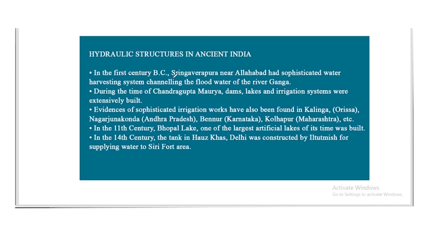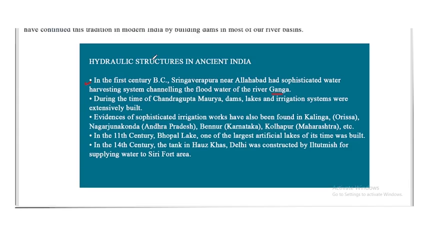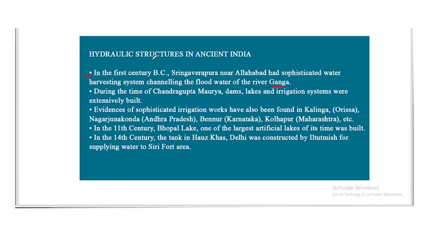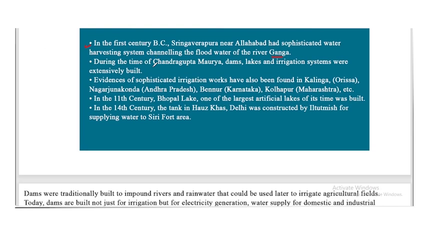In the 1st century BC, Sringaverapura near Allahabad had a sophisticated water harvesting system channeling the flood water of the river Ganga. This is one example of ancient use of water reservoirs. Next, during the time of Chandragupta Maurya, the Maurya emperor, dams, lakes and irrigation systems were extensively built.